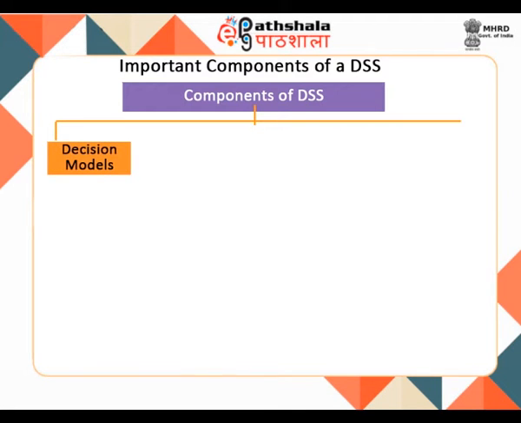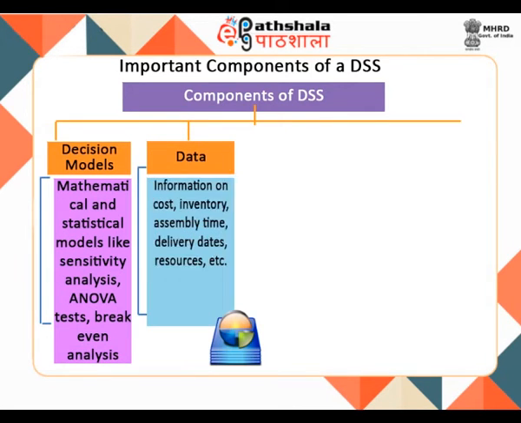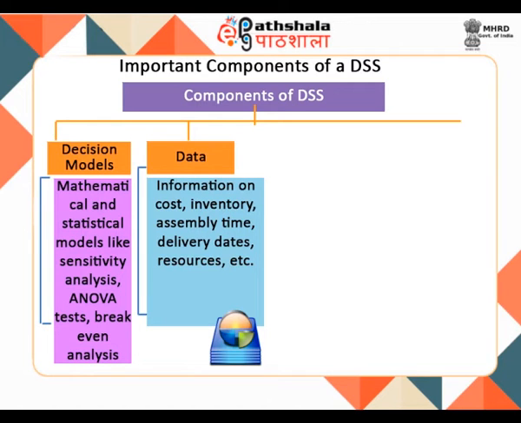decision models. The mathematical and statistical models like sensitivity analysis, ANOVA tests, break-even analysis, input-output formulae, regression models, linear programming, etc., that provide the direction towards the solution. Data. This includes the information on cost, inventory, assembly line, assembly time, delivery dates, stock holding, resources, etc., that is to be used in decision making.